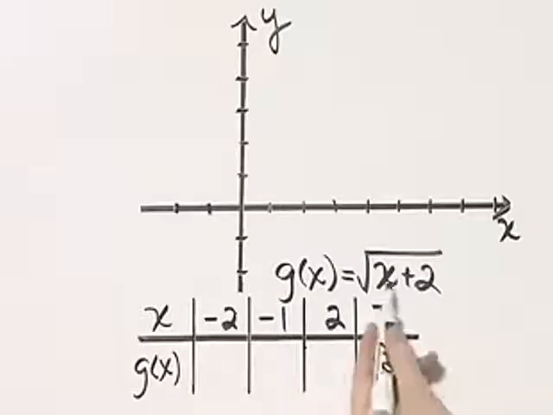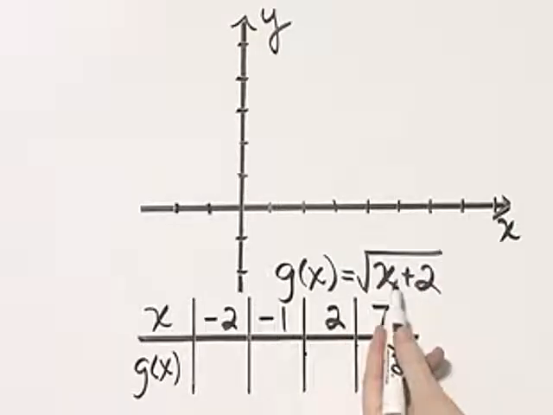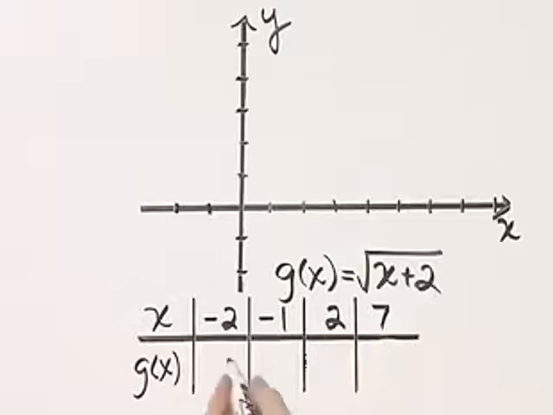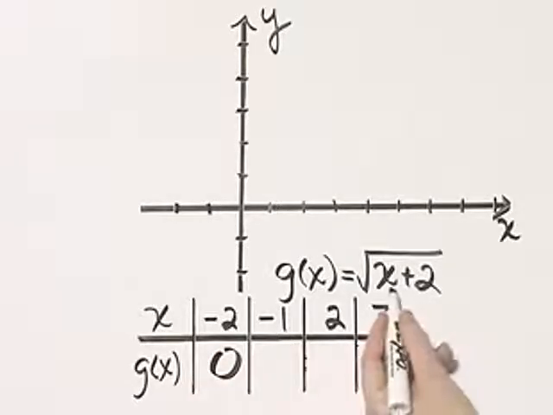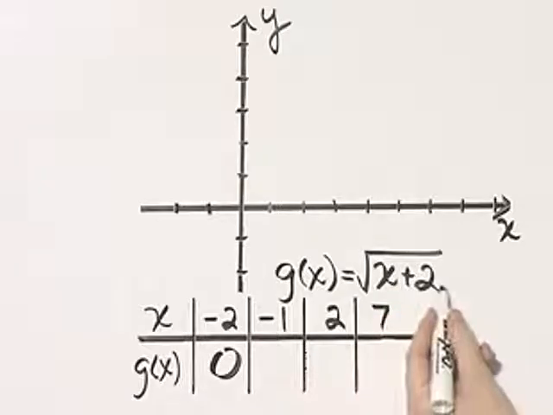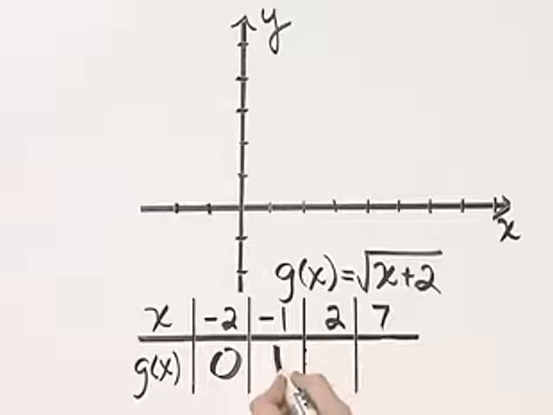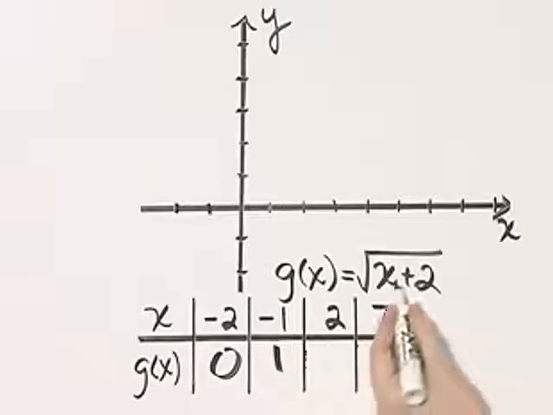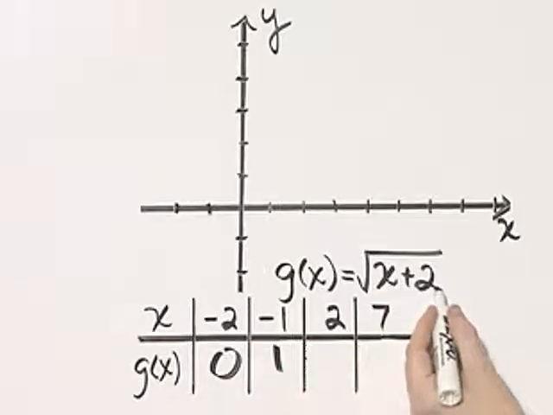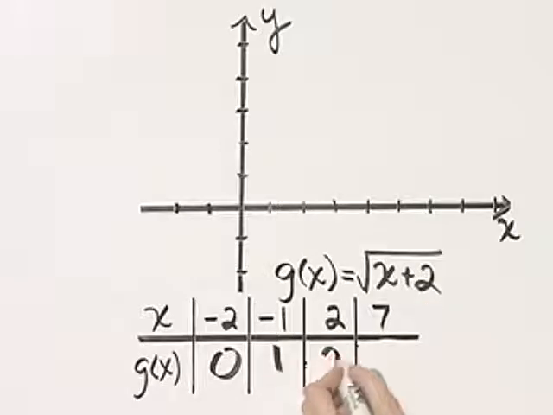If x is -2, I have the square root of -2 plus 2. That's the square root of 0, which is 0. If x is -1, -1 plus 2 is 1. The square root of 1 is 1. If x is 2, 2 plus 2 is 4. The square root of 4 is 2.